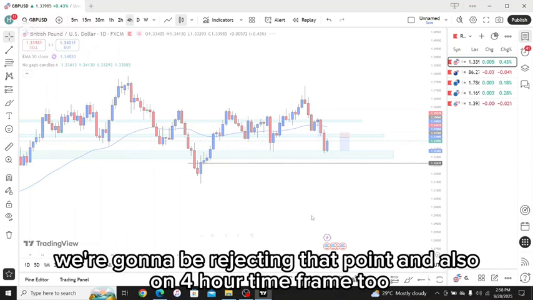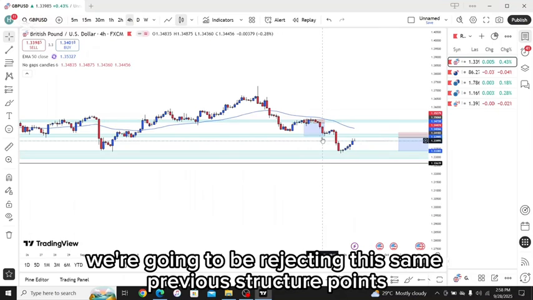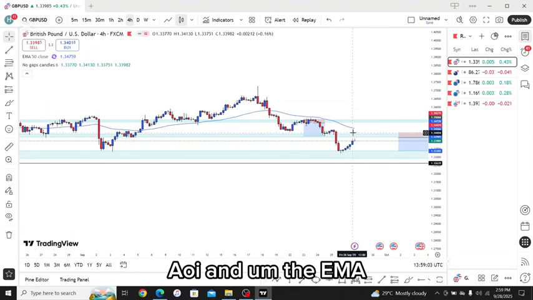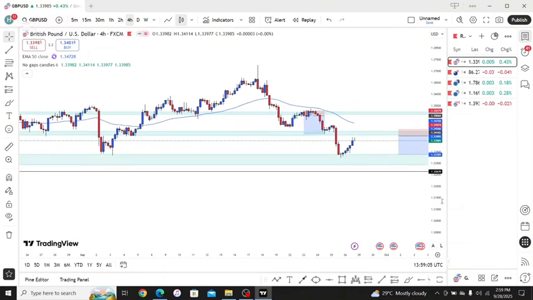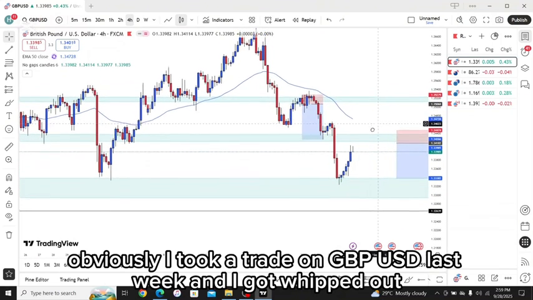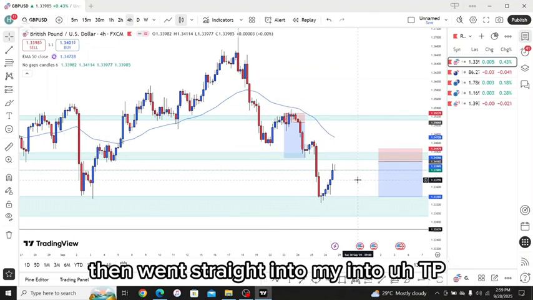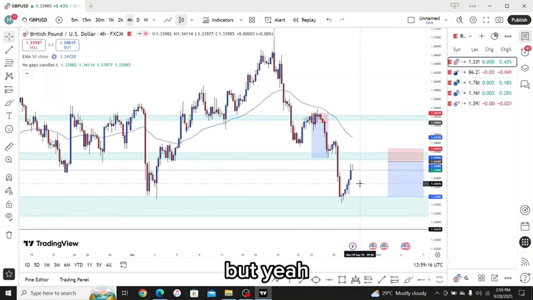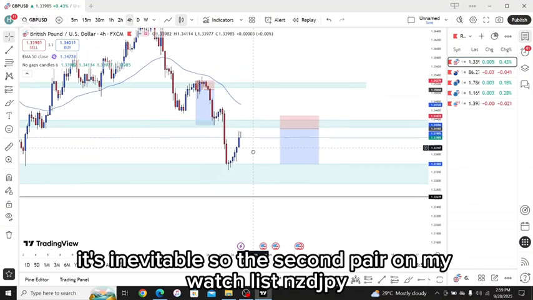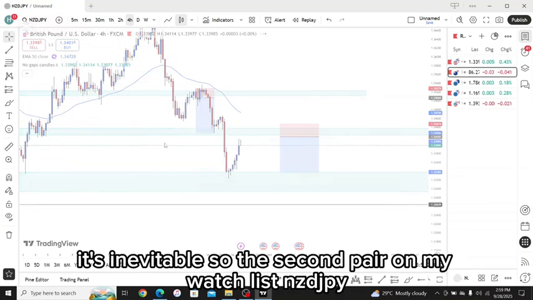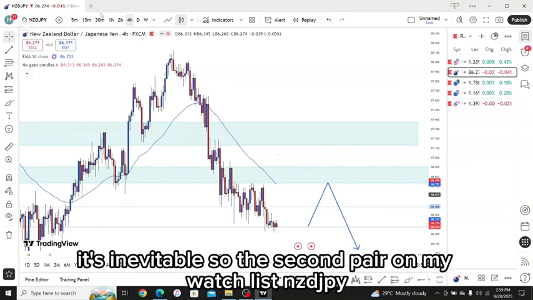And also on the 4 hour time frame, we are going to be rejecting this same previous structure point, AOI and the EMA. Obviously, I took a trade on GBP last week and I got whipped out, then it went straight into TP. But yeah, it's inevitable. So the second pair on my watch list is NZDJPY.